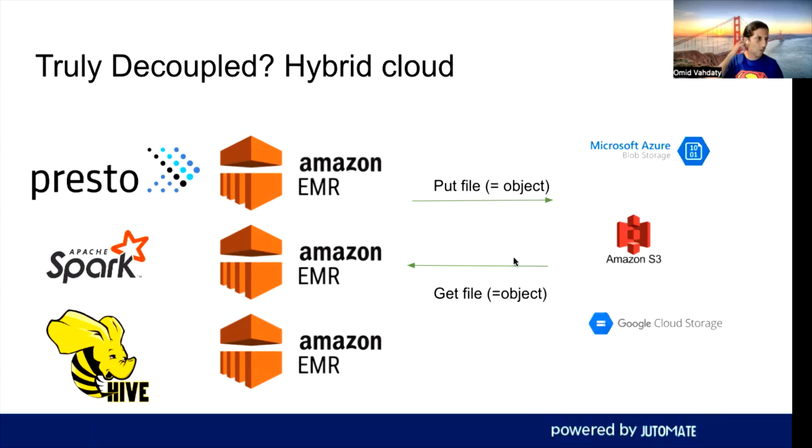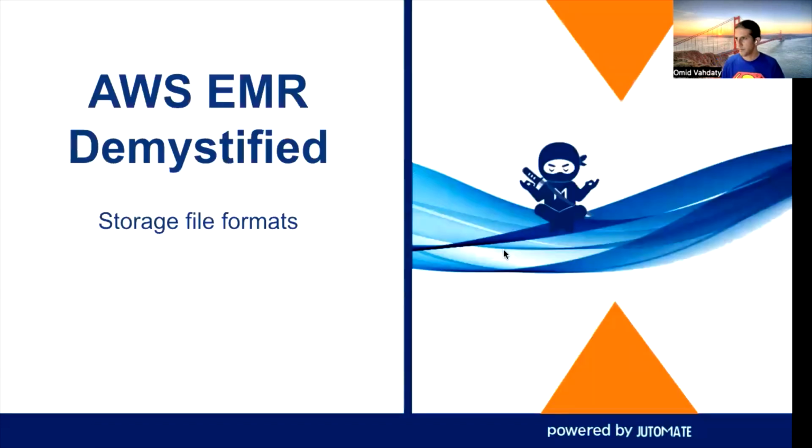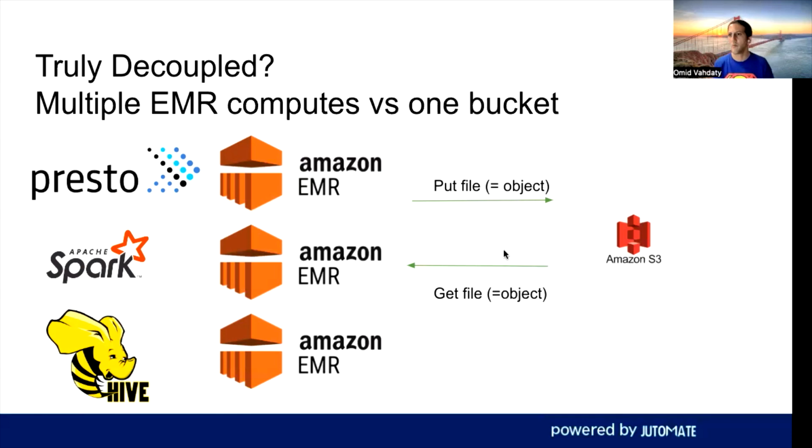You essentially work with the data lake, and you can access your data from any storage layer: Azure Blob, S3, GCS, which is Google Cloud Storage, and so on and so forth. Questions about S3 before I move forward?